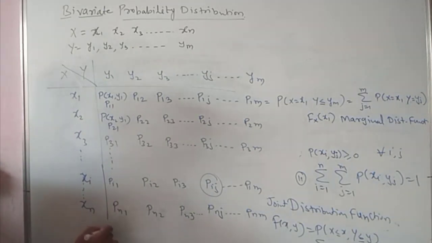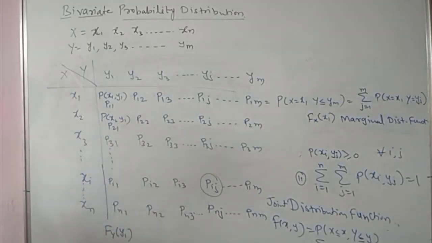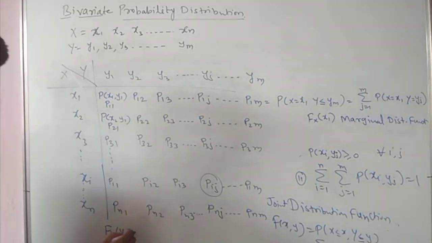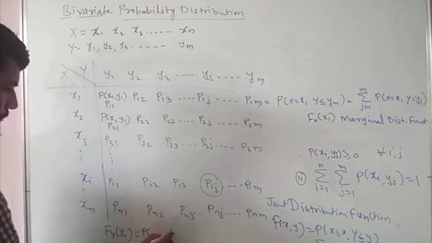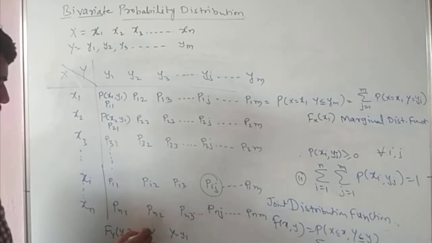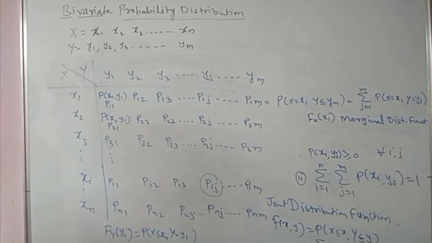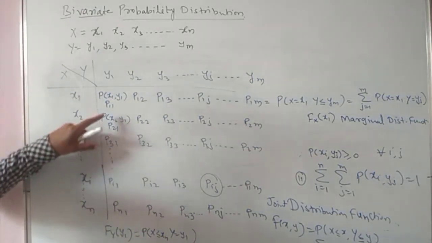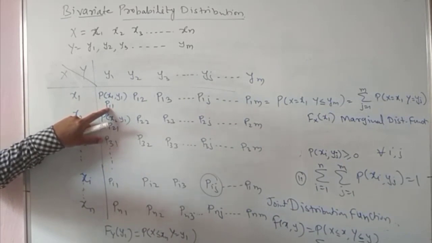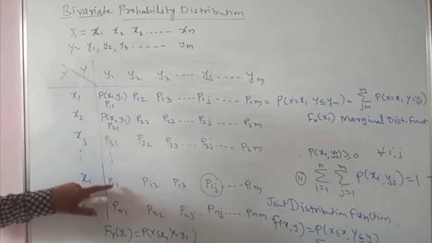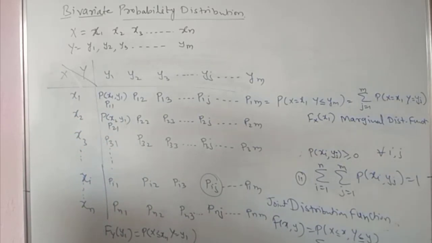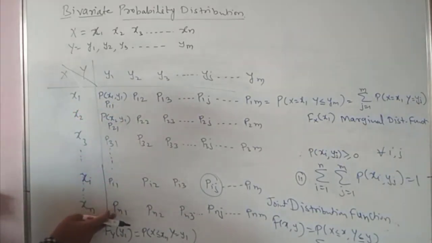So we can derive it in terms of distribution function as f of y, y1, f of y. It means that here y1 is same, and we are varying the value of x, where the x values are changing. X takes x1, x2, x3, and so on. Just after that, the first index is different: P1,1, P2,1, P3,1, Pi1, Pn1. So x takes value x1, x2, x3, and so on, xn, whereas the y is same, y1.